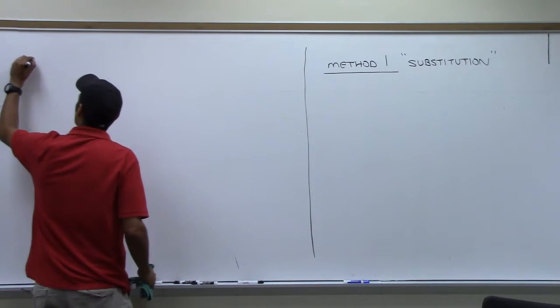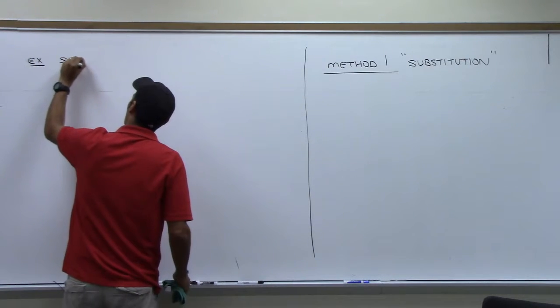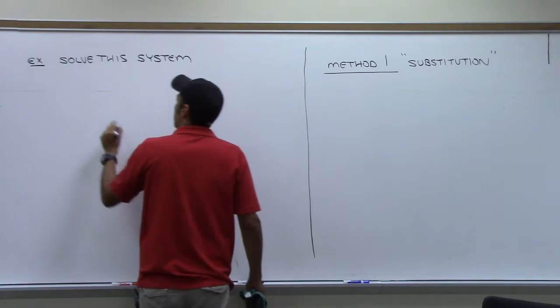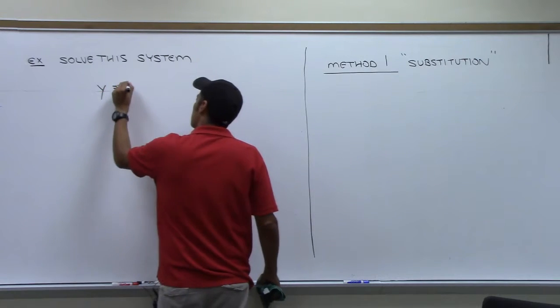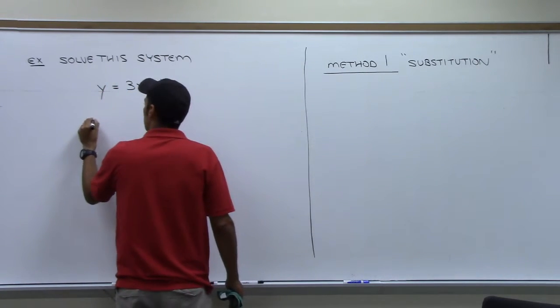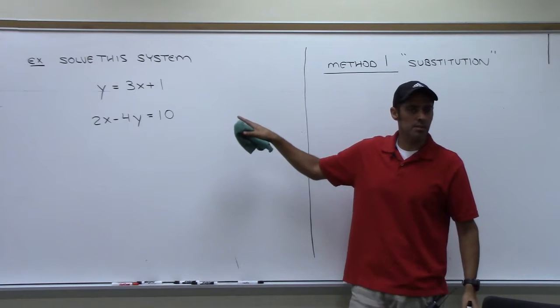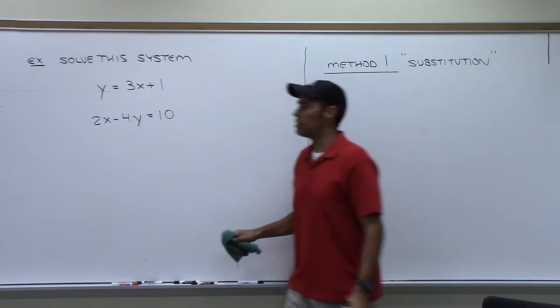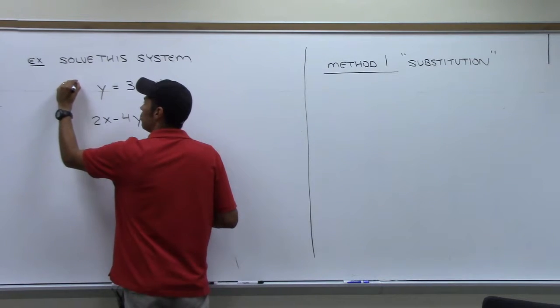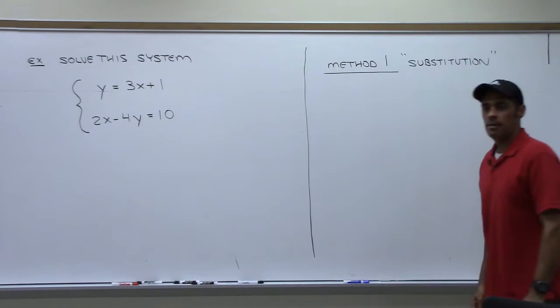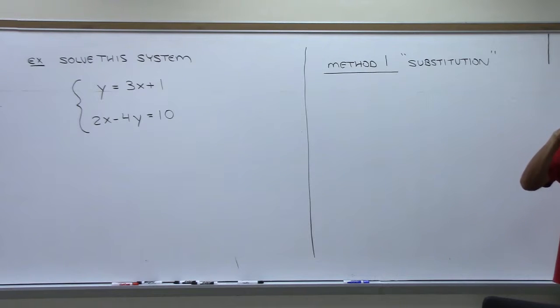Let's take that same problem I just had. The instructions are now to solve this system. And the problems were y equals 3x plus 1, and 2x minus 4y equals 10. Those are my two lines, right? I want to solve this system of equations, get the solution that works for both of these. The mathematical notation we use to let people know we have a system of equations is to put a big brace in front of the two equations. And that lets you know you have a system. You're trying to find an answer for both at the same time. So that's exactly the way it will appear on the test, just like that.